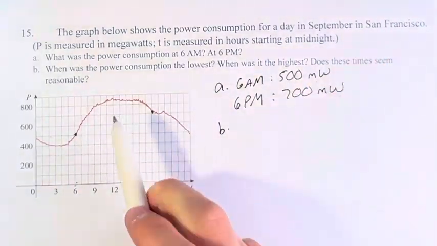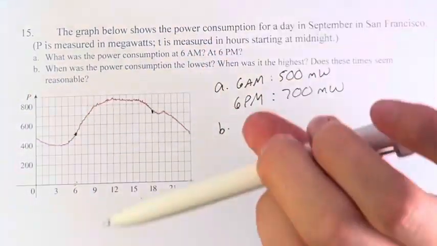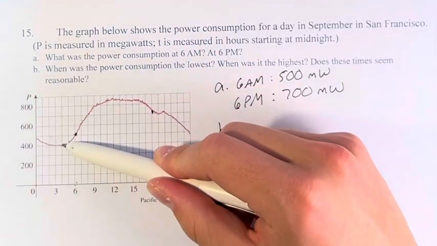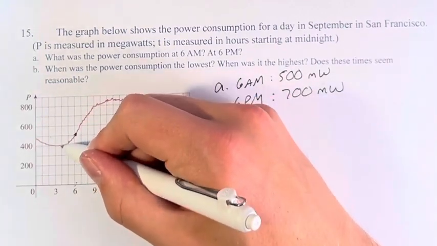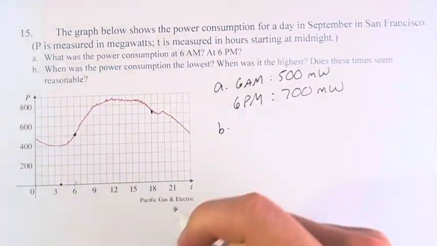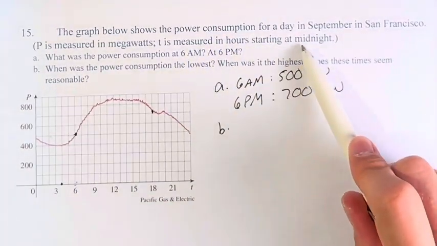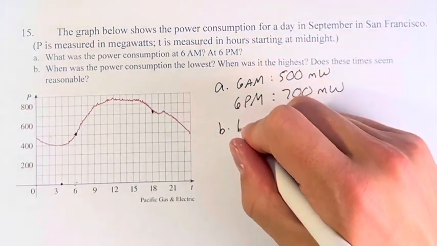When was the power consumption the lowest, and when was it the highest? The lowest y value we can see is right about here. If we find the x value corresponding with this point, by going down, we can see is about 4. T is measured in hours starting at midnight. So that's 4 hours after midnight, which is 4 a.m.